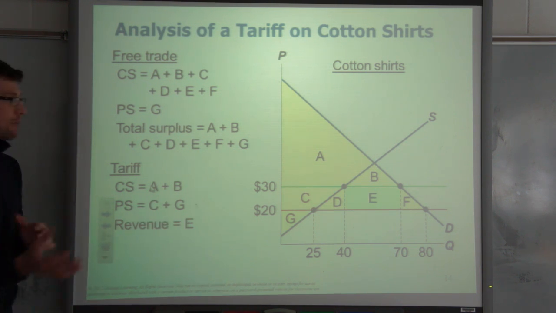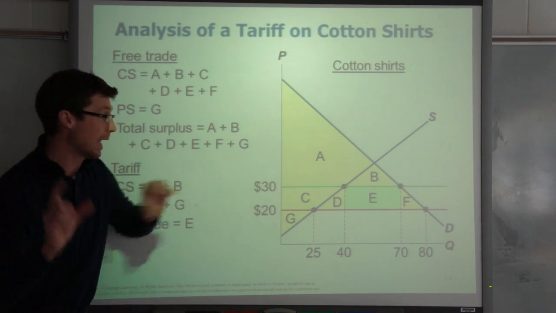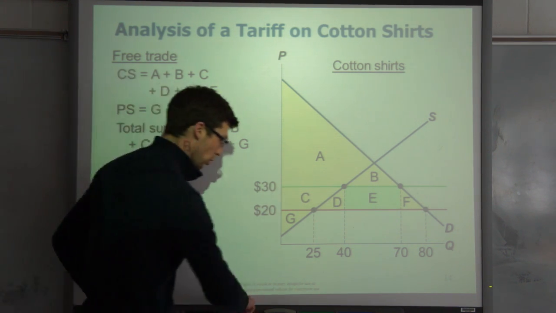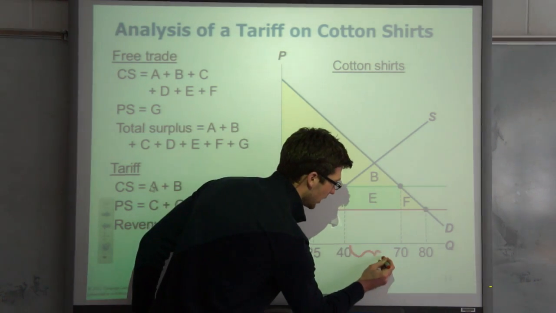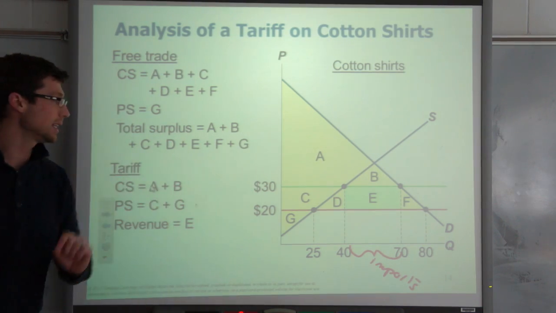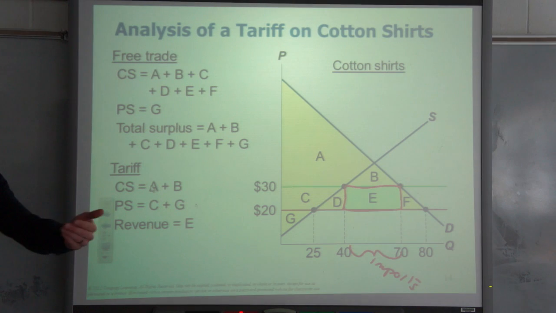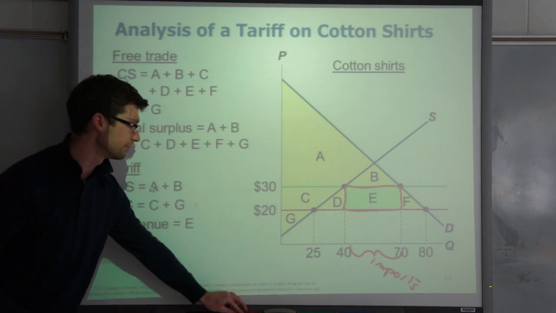Additionally now, we have revenue that's going to the government. They're taxing to the tune of 10. And remember, they're only taxing imports. So this right here, that's all our imports. So we're only taxing imports. That's the reason why this box represents our government's tax revenue from the tariff.